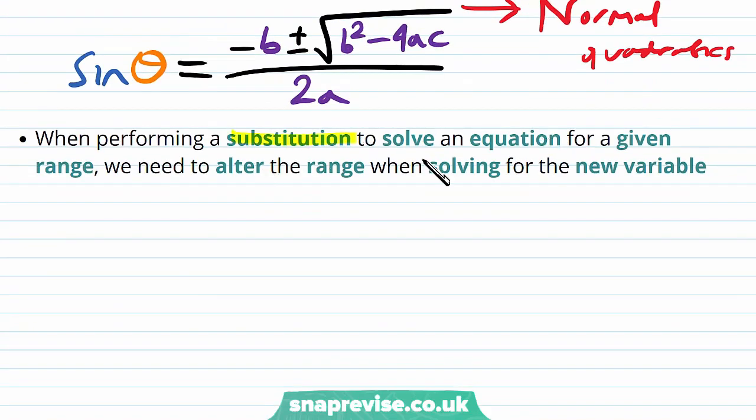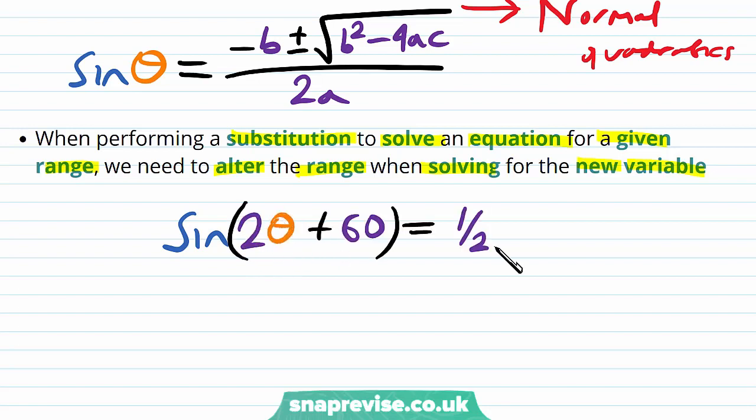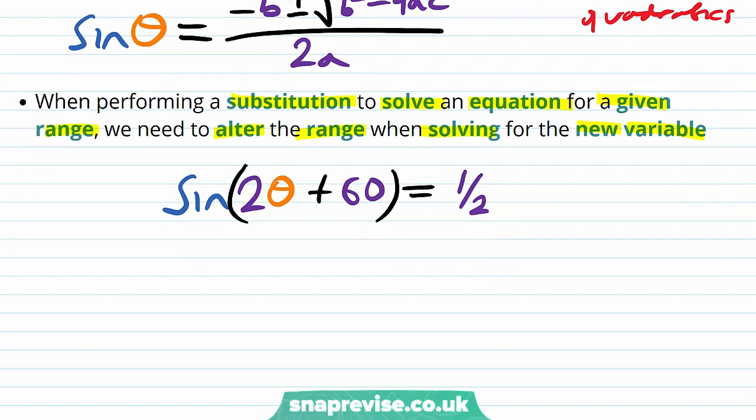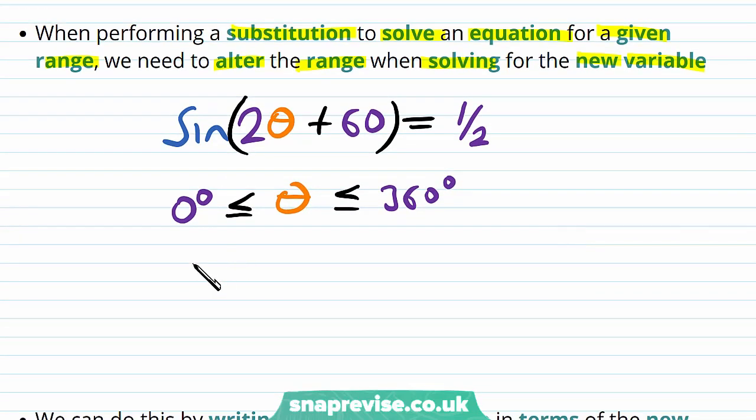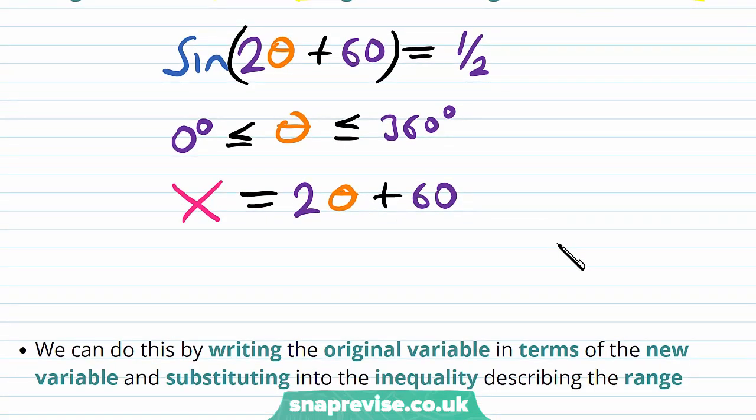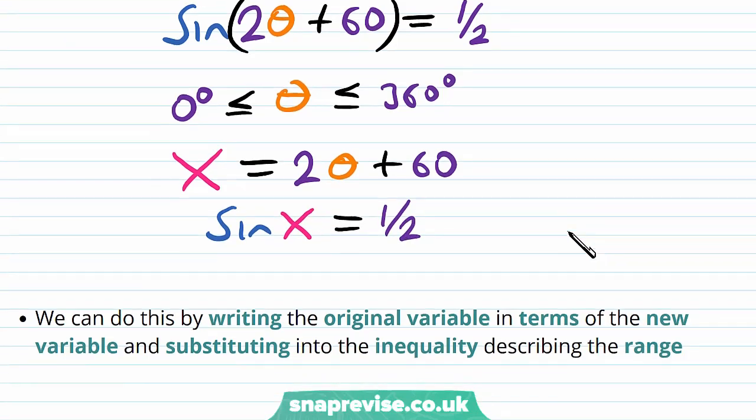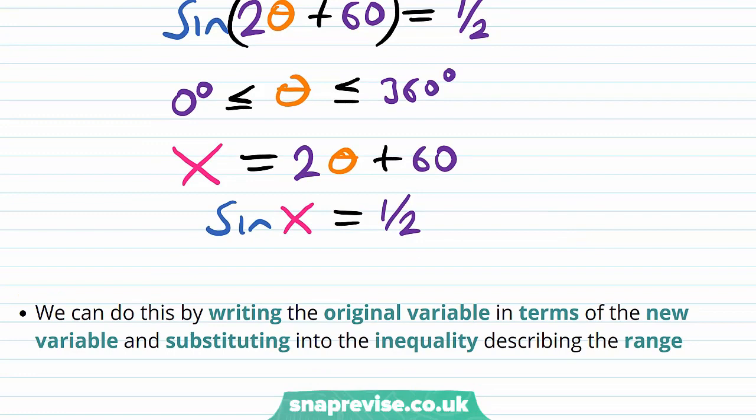When performing a substitution to solve an equation for a given range, we need to alter the range when solving for the new variable. Let's say we had the equation sine of 2 theta plus 60 is equal to 1/2. And let's say we were given the range 0 degrees is less than or equal to theta, which is less than or equal to 360 degrees. Then we would use the substitution capital X is equal to 2 theta plus 60, the inside of the sine function. This gives us the equation sine of capital X is equal to 1/2 to be solved. But the question is, what is the range of X?